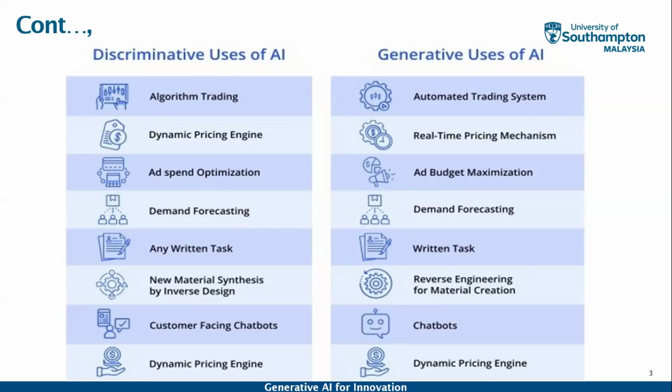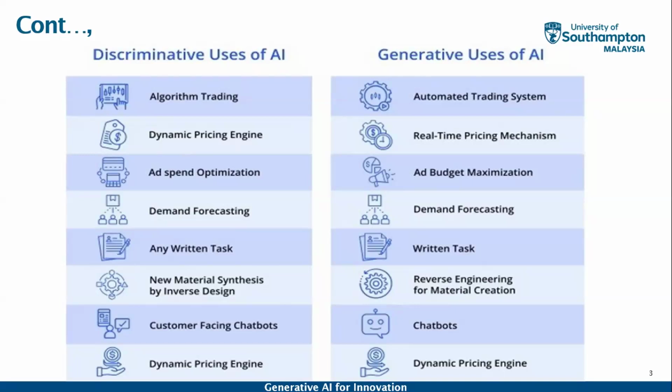Whereas in discriminative, if you see a dynamic pricing engine, and here, with respect to generative, you can find the real-time pricing mechanism. That we can call dynamic, right? So a real-time pricing mechanism, and even now in the banking sector everywhere. I will show some applications. You will understand that. Okay.